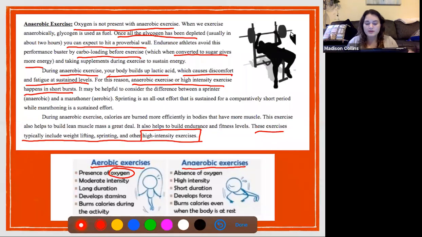But with anaerobic exercises, you're doing a really, really hard workout really, really fast. And this is done in the absence of oxygen, so it's high intensity. Because of this, you can only handle it for a pretty short amount of time, but this is going to develop force and burn calories even when your body is at rest.